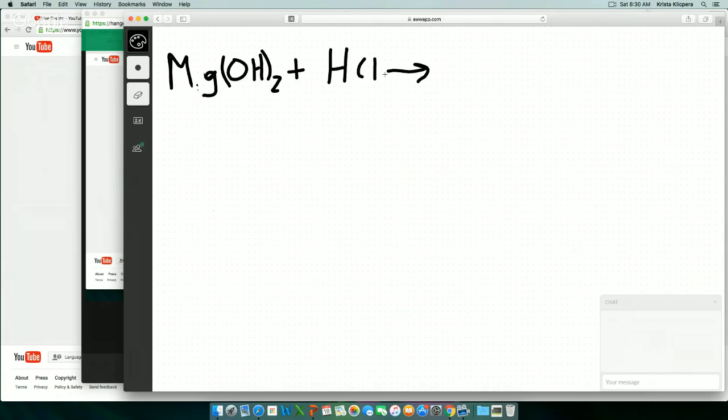Now, if we're trying to predict the products of this reaction, we get rid of the OH, we get rid of the H. That's going to become H2O. So one of our products is going to be H2O. And then the other product is going to be whatever is left over. So in this case, it would be Mg and Cl.